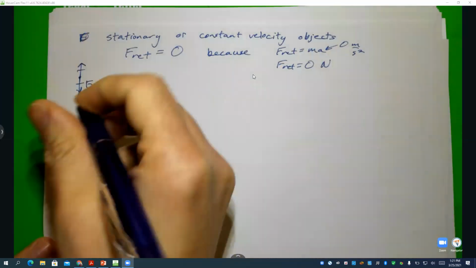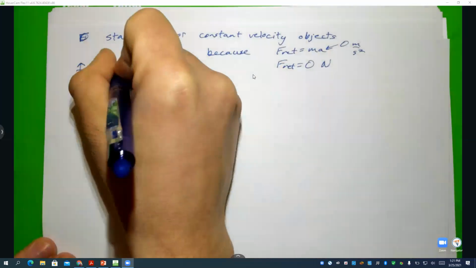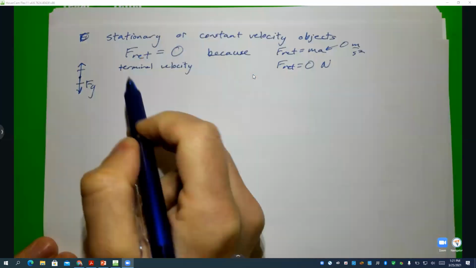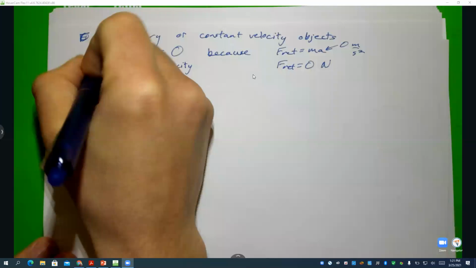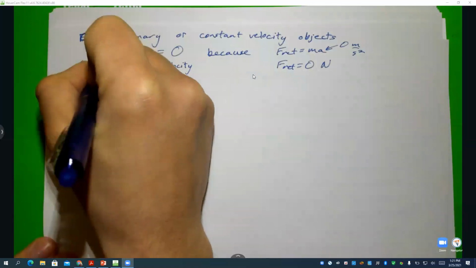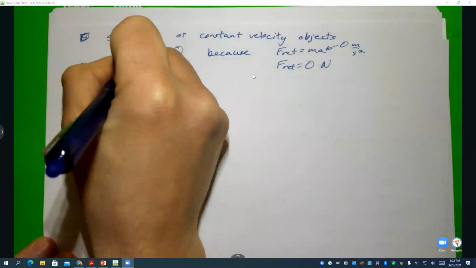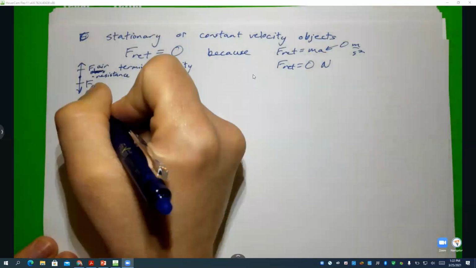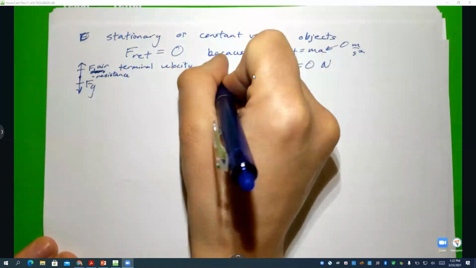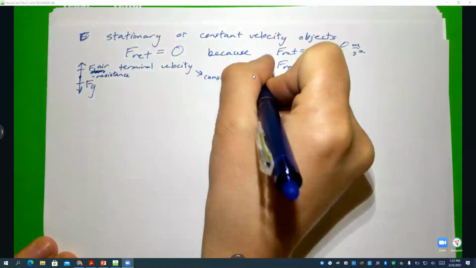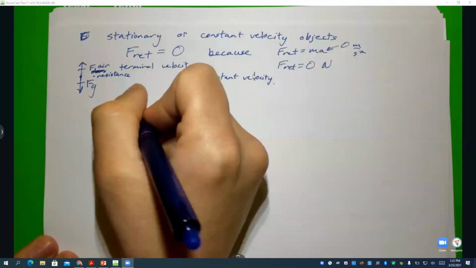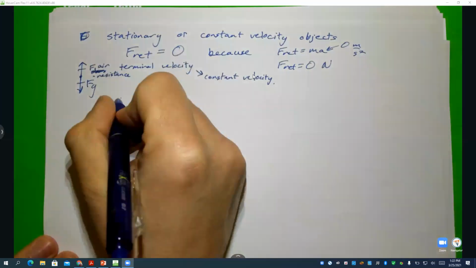If this was like an object that is at terminal velocity, going as fast as it possibly can, then the force of drag, like of air resistance, I'll just call it air resistance, equals the force of gravity, and as such, terminal velocity is a constant velocity. Okay.